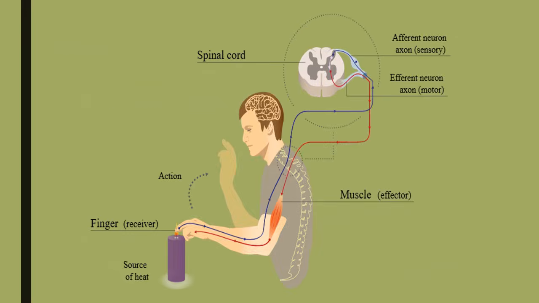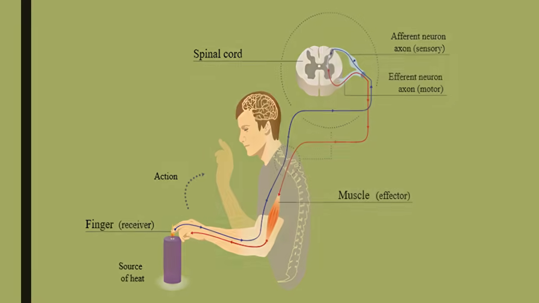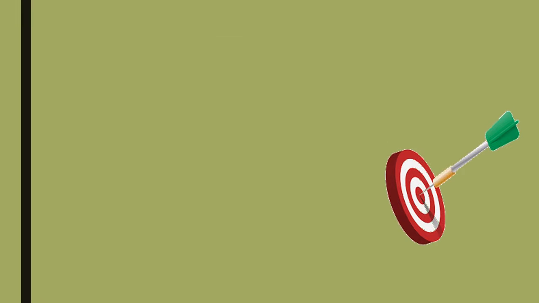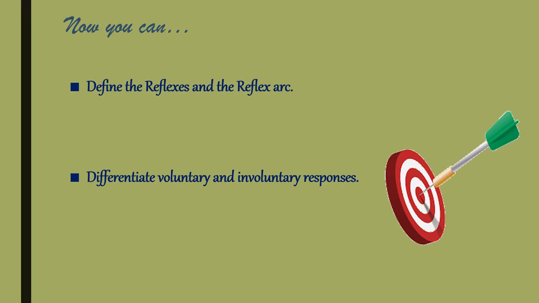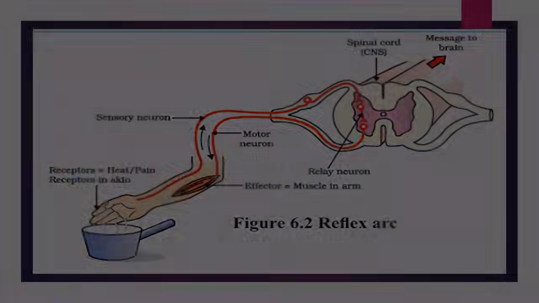Can you explain the reflex arc in this situation, touching the hot object? Now you can define the reflexes and reflex arc. Differentiate voluntary and involuntary responses and explain the components of the reflex arc. Thank you.